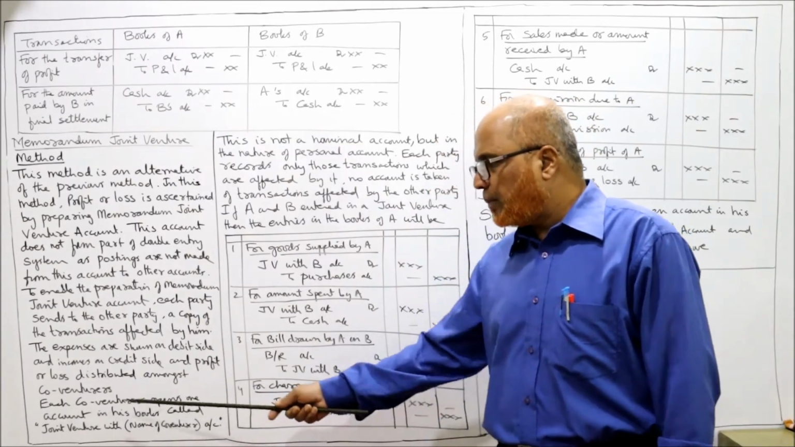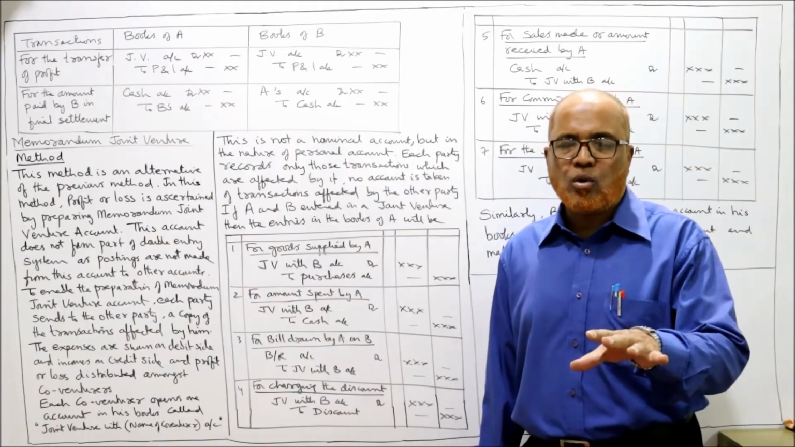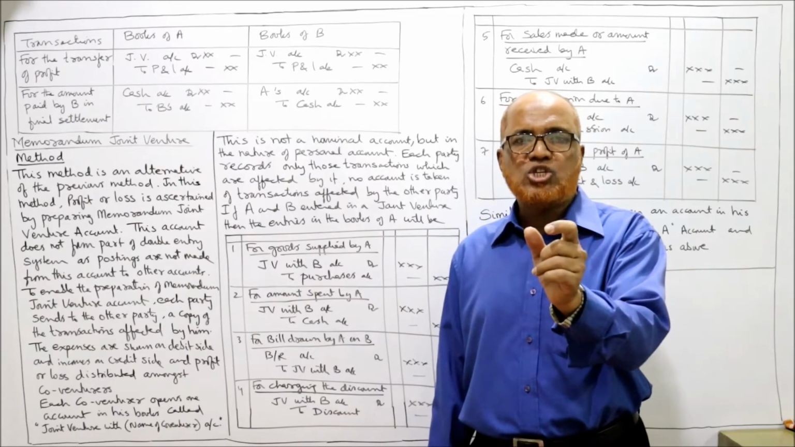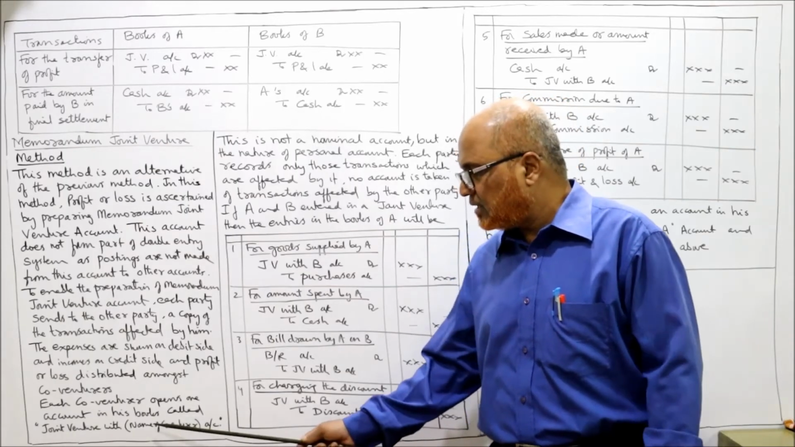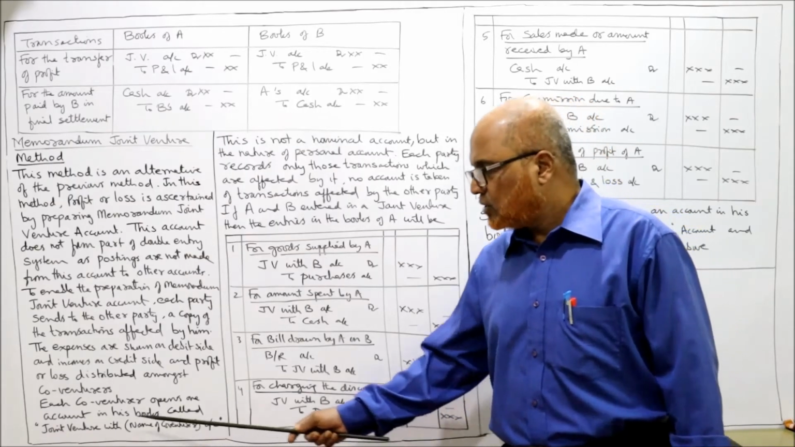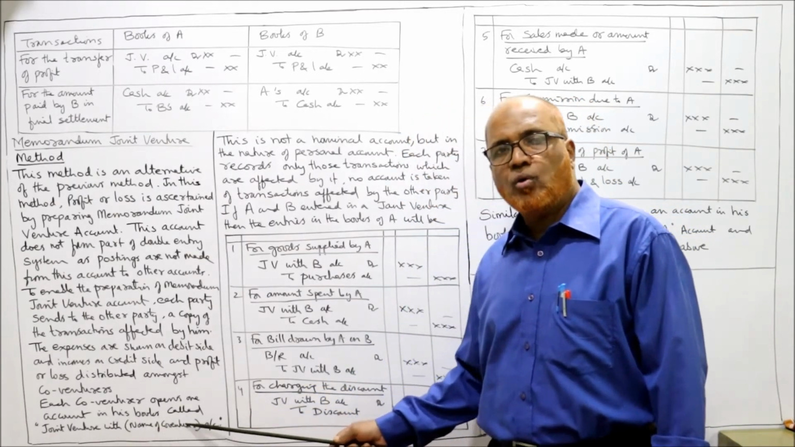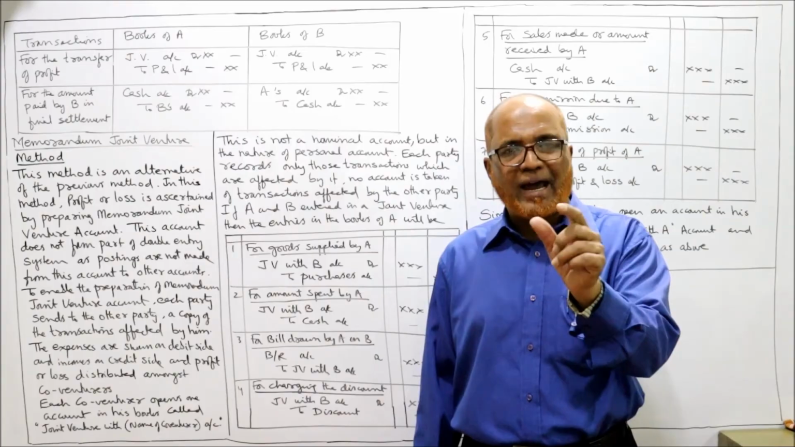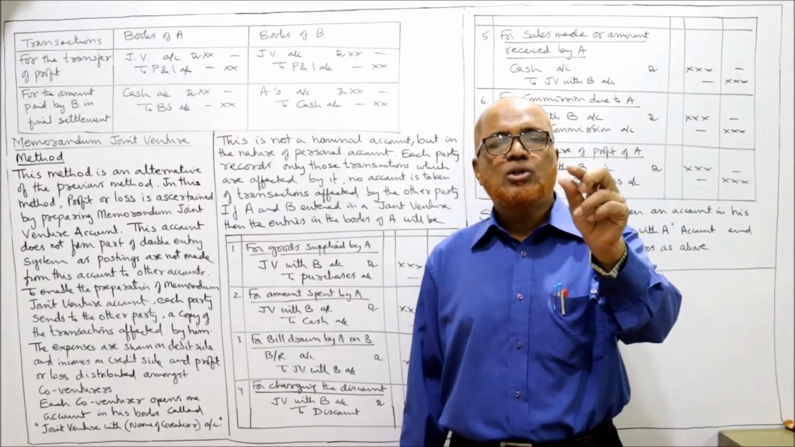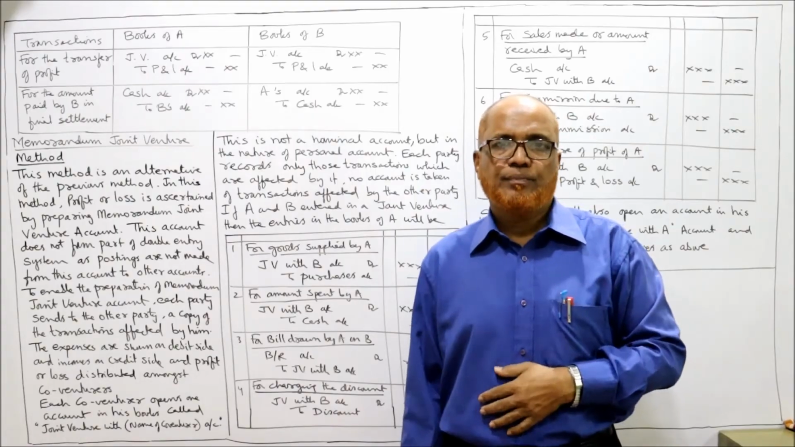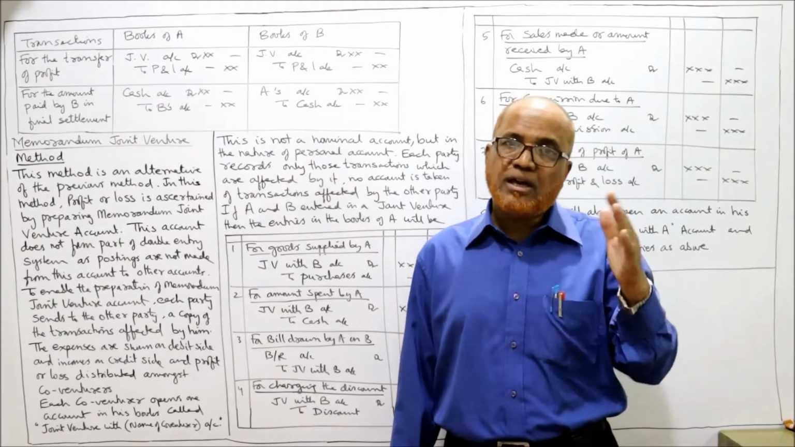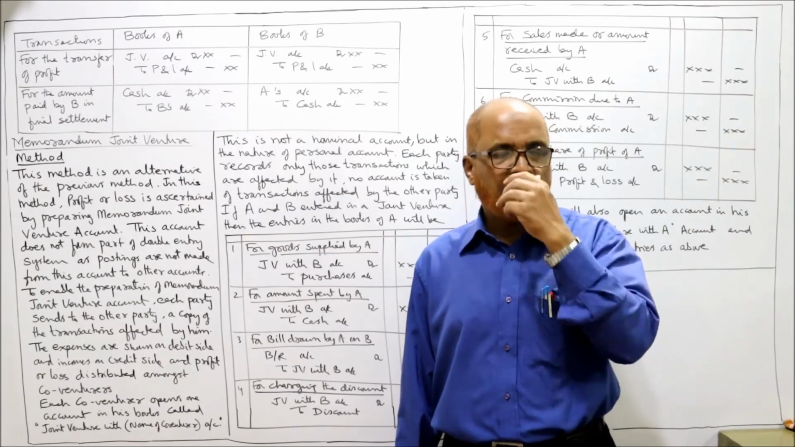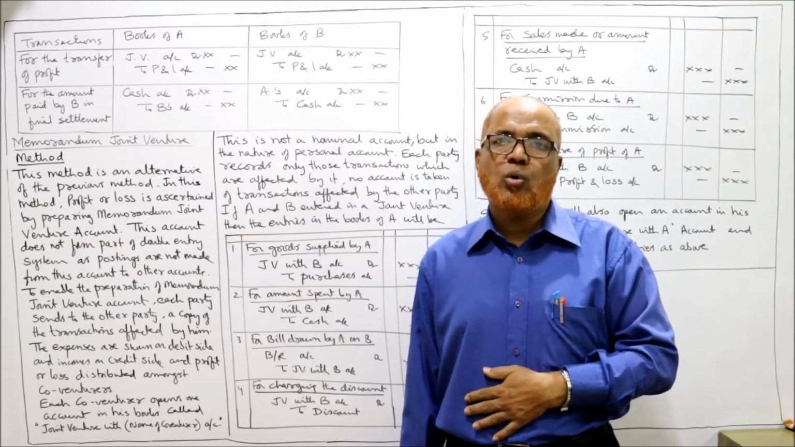So each co-venturer opens an account in his books. Now each co-venturer opens one account in his books. That account will be known as joint venture with the name of the co-venturer account. Example A. A is a co-venturer. In A co-venturer's books, the account that will be opened will be named joint venture with B account. Joint venture with B account. And in B's books, the account opened will be joint venture with A account. This is the only one account which is maintained by each of the co-venturers.